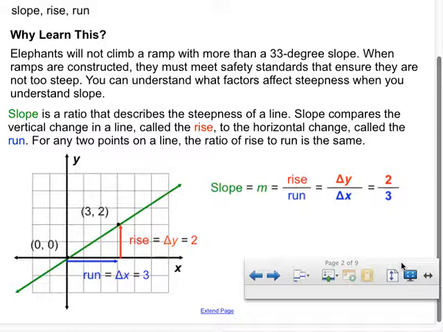Does that make sense? Do you guys remember from yesterday, if it wasn't a solution, it's not going to sit on the line. Do you guys understand? Okay, so points that are on the line, they're collinear. If it's not a solution, it's not a point on the line. You can't use it to calculate slope for that line.